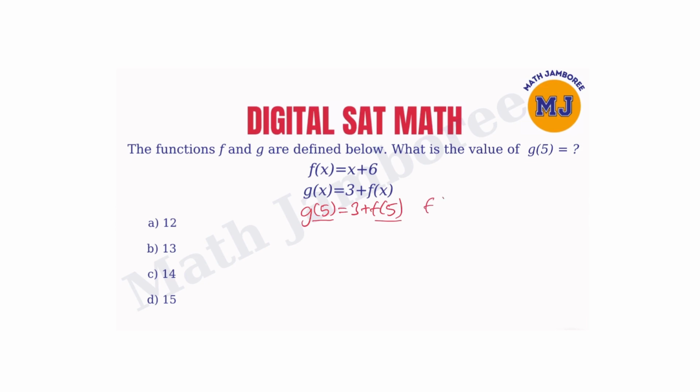So let me do that over here. f(5): in the equation, wherever I see x, I substitute 5 for it. 5 plus 6. That gives us 11.